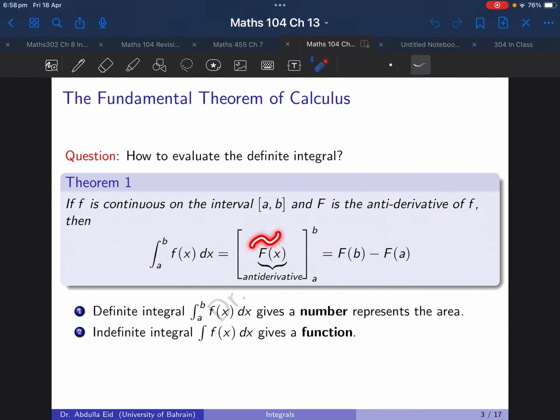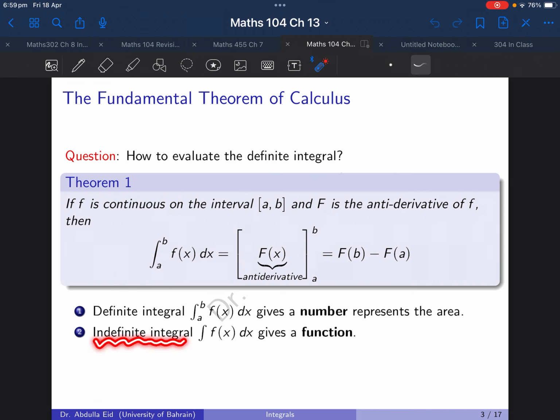All you need to do is find the indefinite integral, as we just did. Then you substitute the upper number instead of x, and then you substitute the lower number instead of x, and you subtract them. We'll see that the idea is simple. We did everything before. The final answer will be a number like 5, 7, 20, 25, which represents the area.